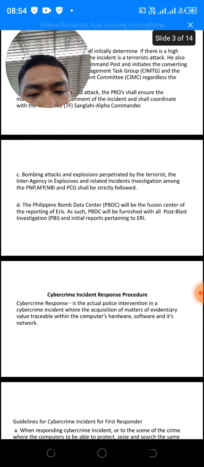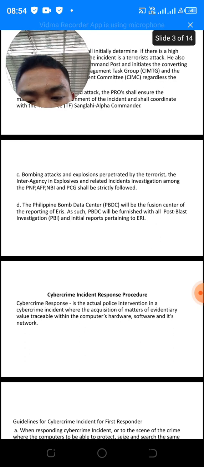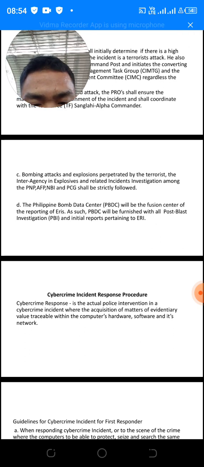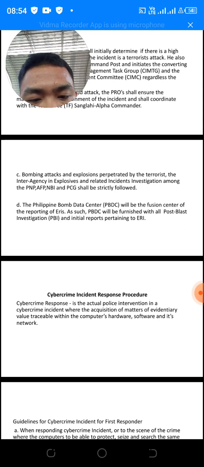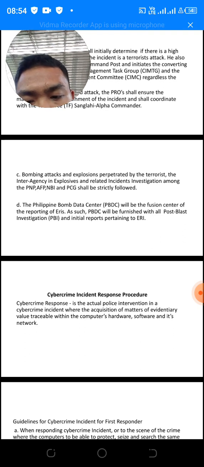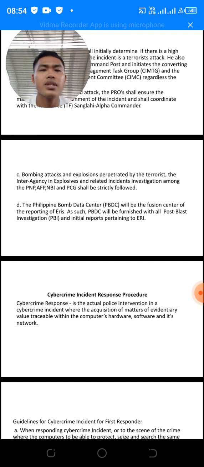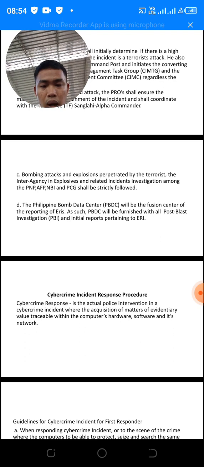Cybercrime Incident Response Procedure. Definition. Cybercrime response is the actual police intervention in a cybercrime incident where the acquisition of matters of evidentiary value traceable within the computer's hardware, software, and its network.